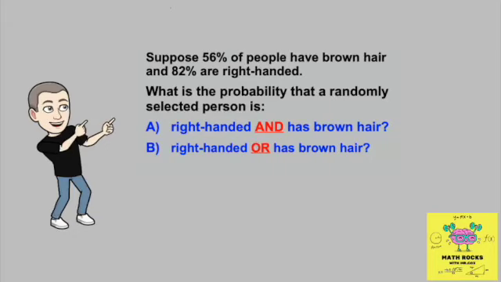We're going to be looking at probability again today. Suppose this question says 56% of people have brown hair and 82% are right-handed. We're going to look at two different kinds of probabilities. One is that the person is right-handed and has brown hair, or the other possibility might be right-handed or has brown hair. And this is the idea of intersections and unions. So if you want to find out more, stick around.